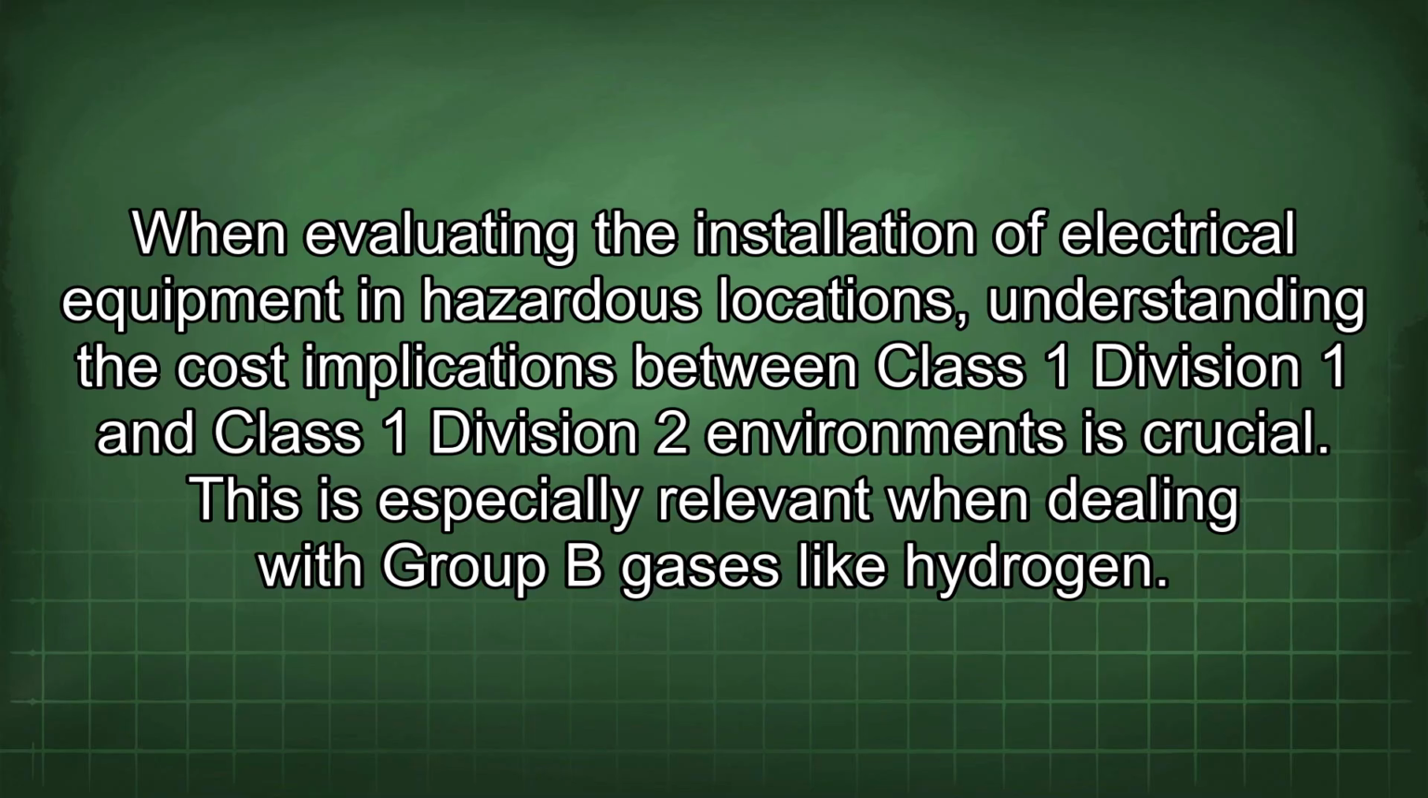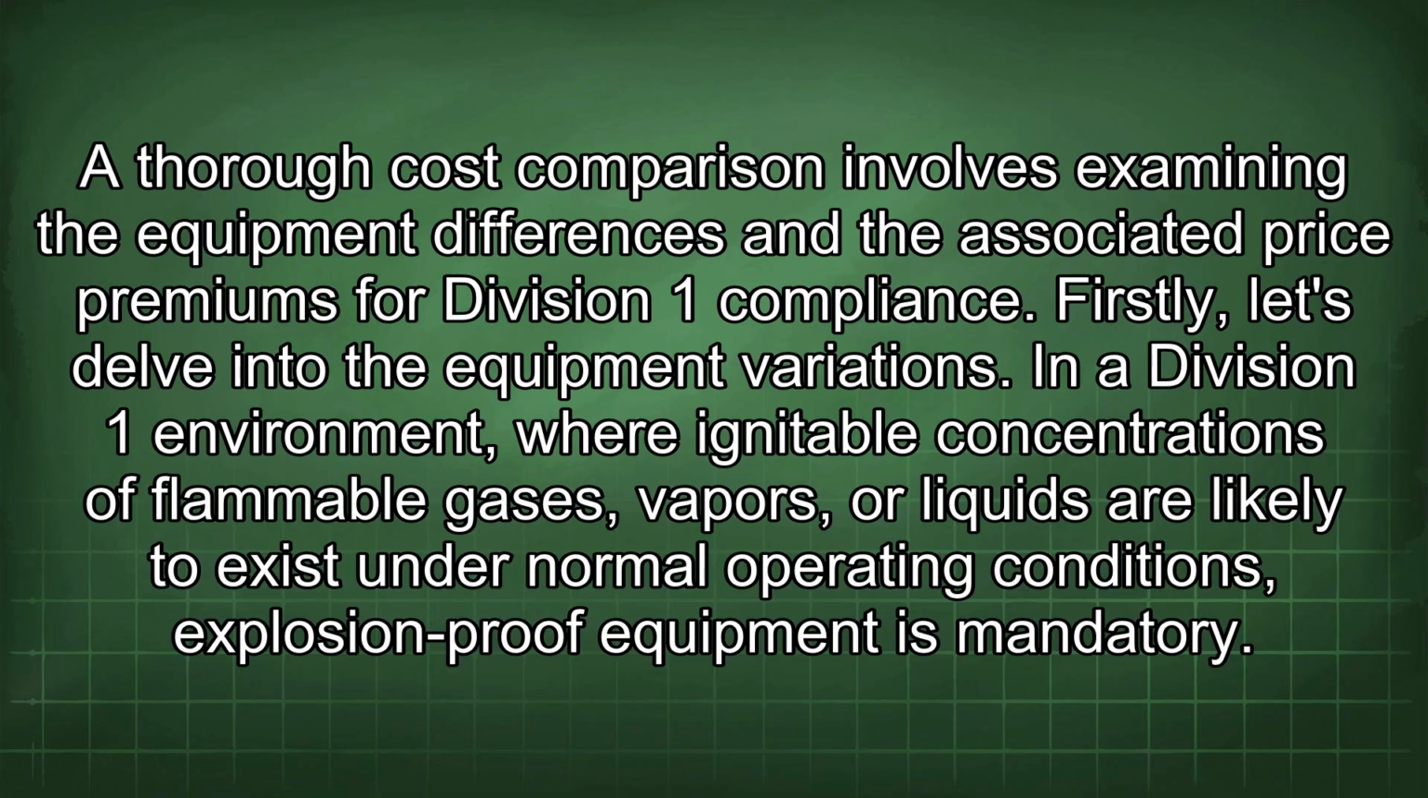When evaluating the installation of electrical equipment in hazardous locations, understanding the cost implications between Class 1 Division 1 and Class 1 Division 2 environments is crucial. This is especially relevant when dealing with Group B gases like hydrogen. A thorough cost comparison involves examining the equipment differences and the associated price premiums for Division 1 compliance.